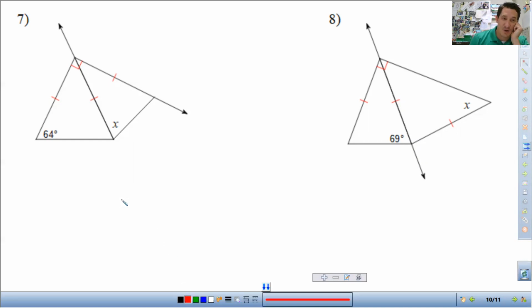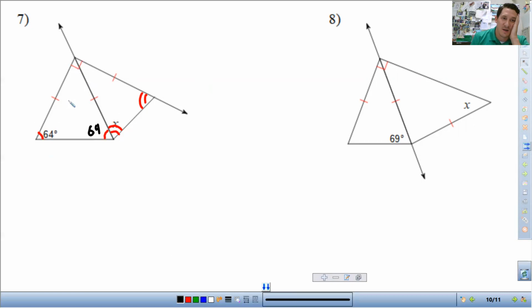So first thing I'm going to do is mark off the base angles and stuff that are congruent. This angle down here, this 64, is congruent to this angle here. This x is congruent to this angle over here. So we know this is 64. We want to find the x. So let's fill in stuff that we know. If this is 64, this is 64. Since we know these two angles, we can figure out what this angle up here is.